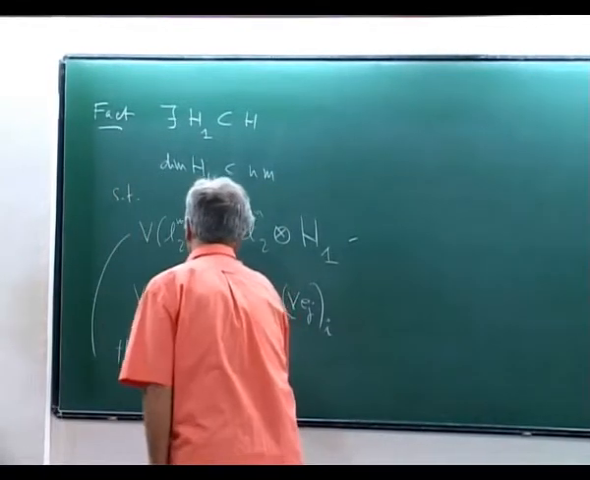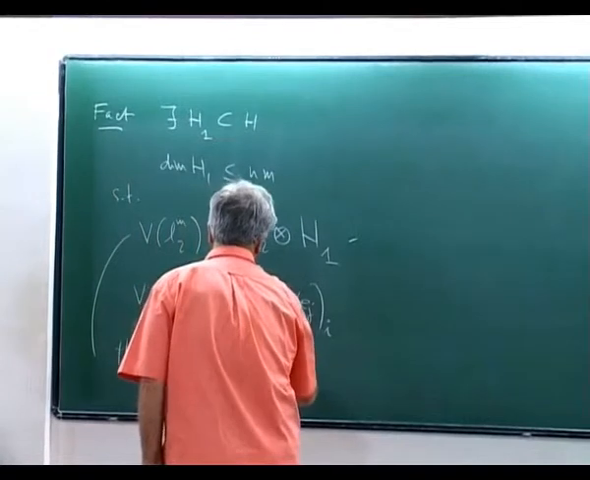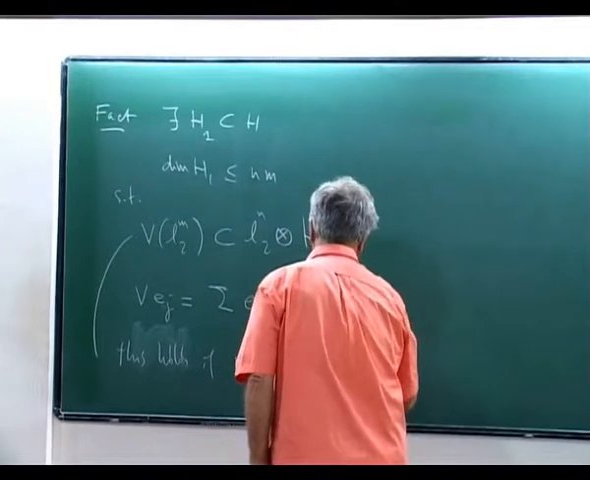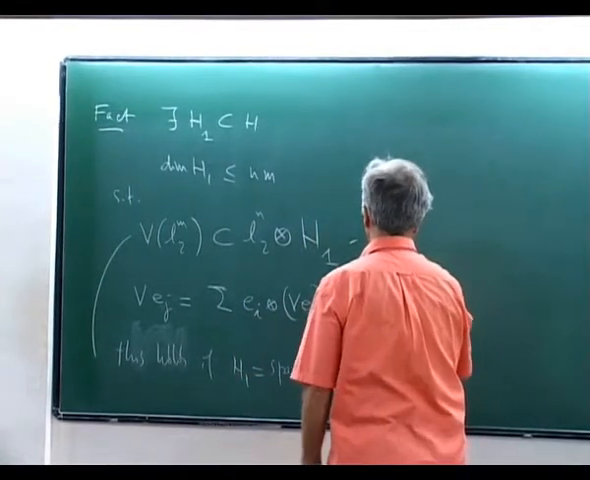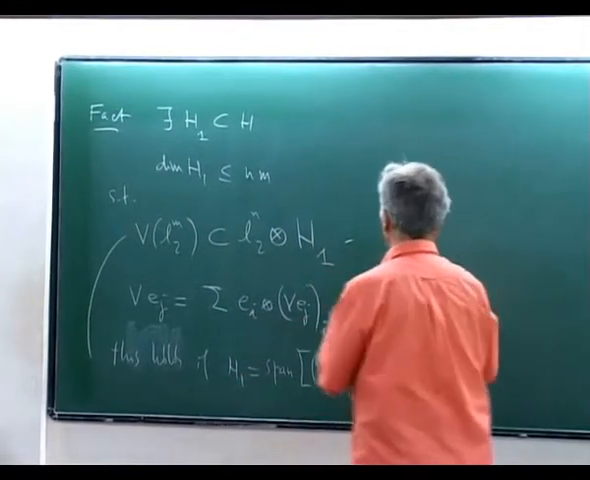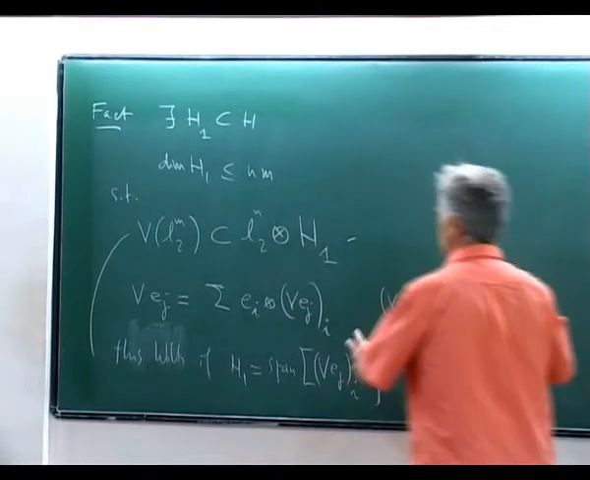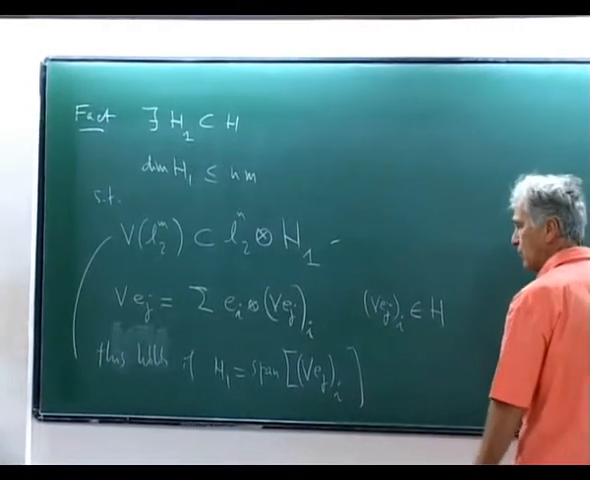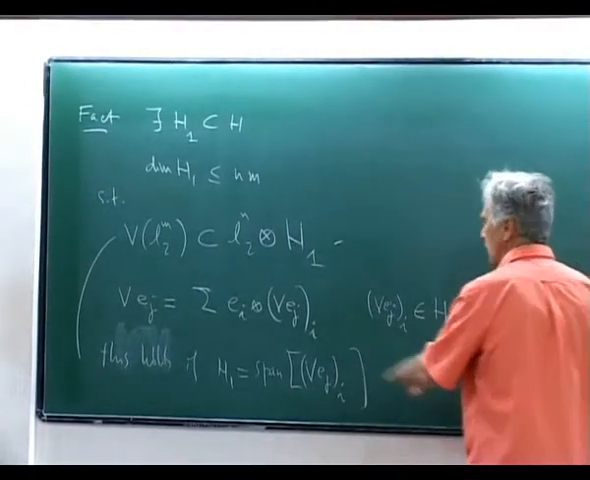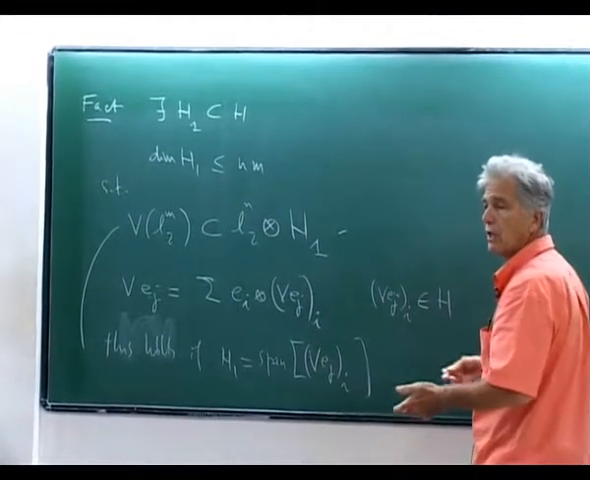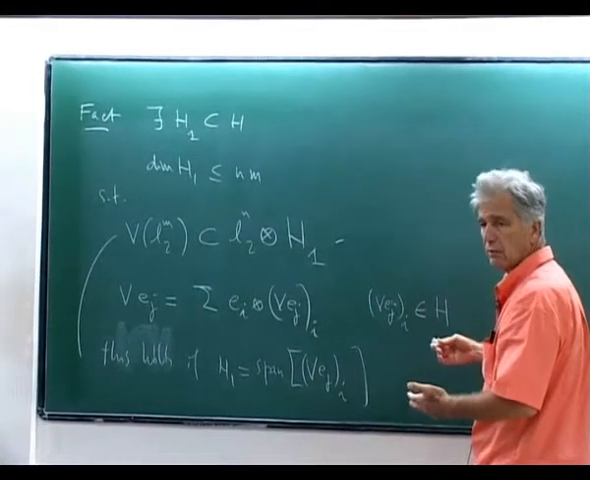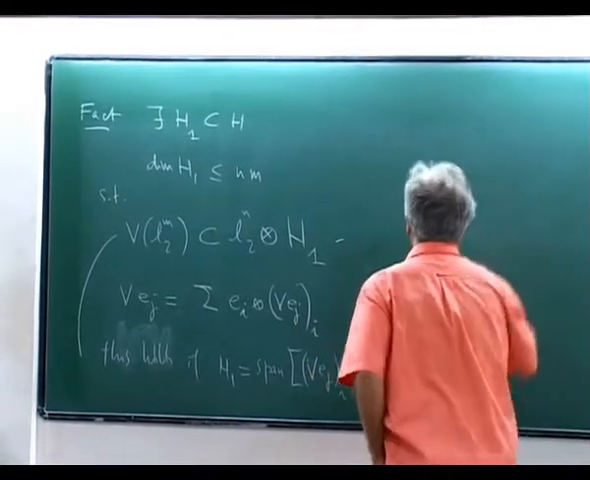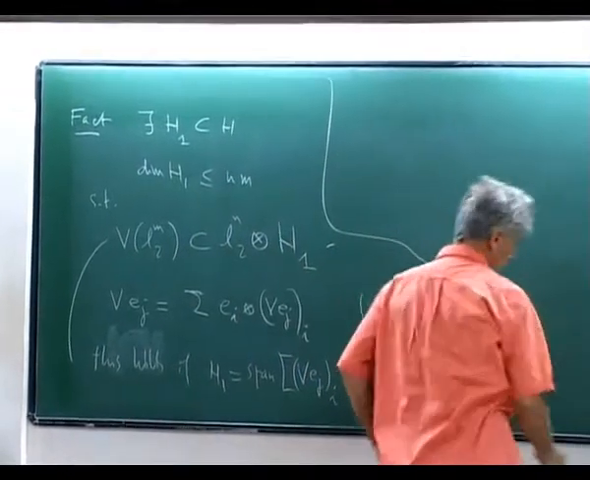Clearly this holds if H1 is taken to be the span of all these V, EJ, I. I don't want to spell out all the notation, but it's pretty clear from the conventions of linear algebra. So this is in H, and one of the indices I and J is up to N, the other up to M, so the dimension of H1 is less than NM.